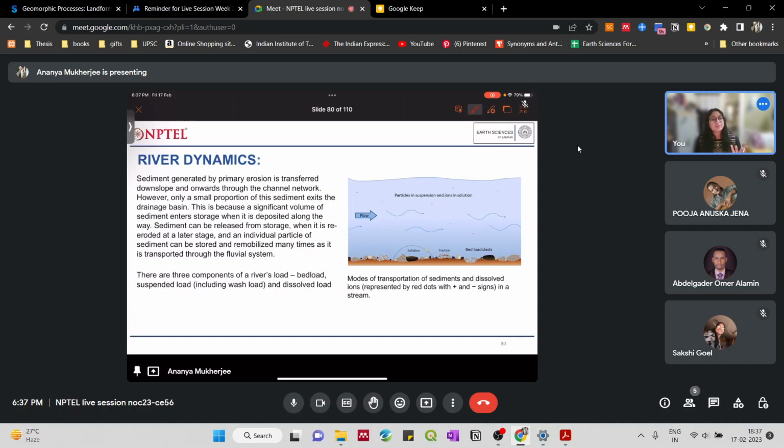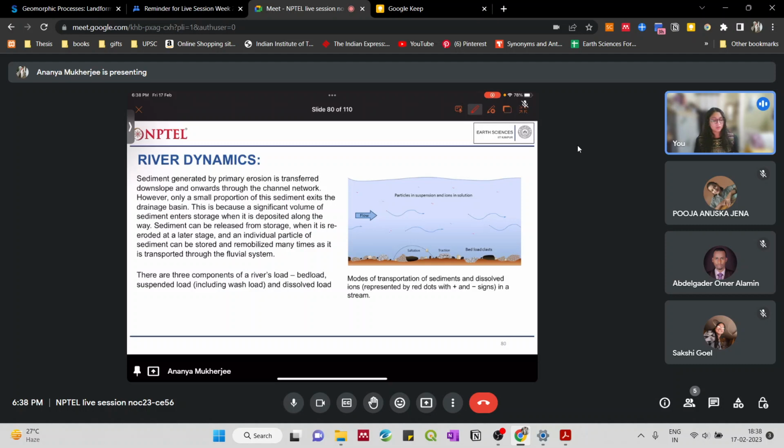But only some part of these sediments is going to form the drainage basin that we see. Most of the sediments start depositing as and when the speed of the flow of the river water changes. So it will start depositing, and that also depends on the kind of sediment it's carrying and the velocity of the stream. So it is important to know what kind of sediments you'll find getting deposited or getting eroded.